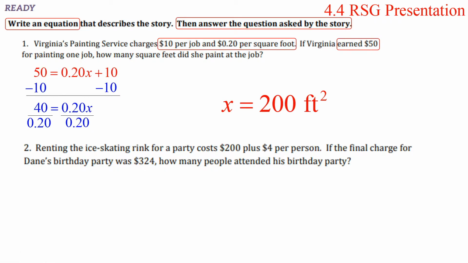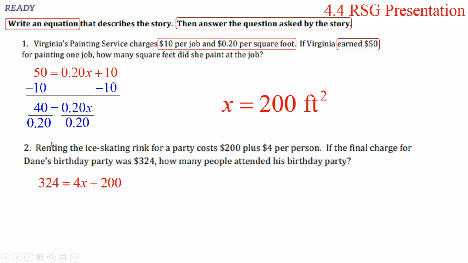All right, let's take a look at number 2. Renting the ice skating rink for a party costs $200 plus $4 per person. Now, my equation, and now I'm going to take this, $4 per person, so x is going to be the number of people at the party times 4x, plus $200. Okay, if the final charge for Dane's birthday party was $324, well, that means this 4x plus 200 would have to equal 324. And then how many people attended his birthday party?